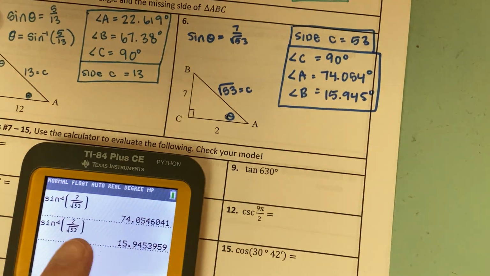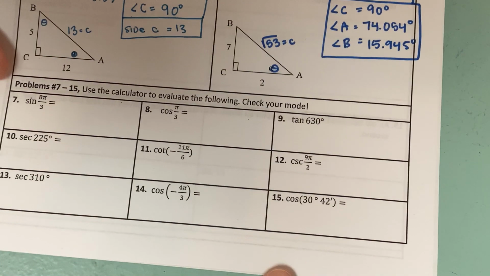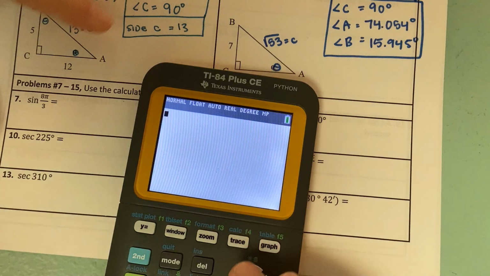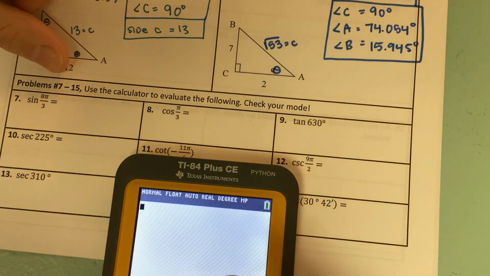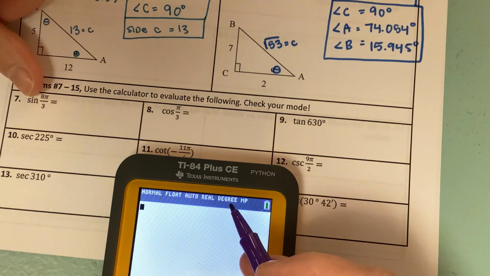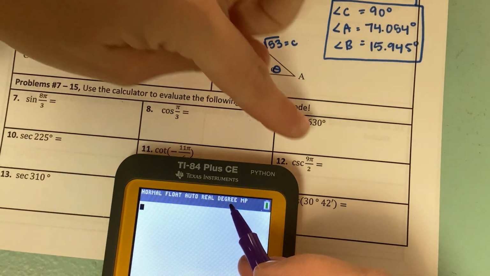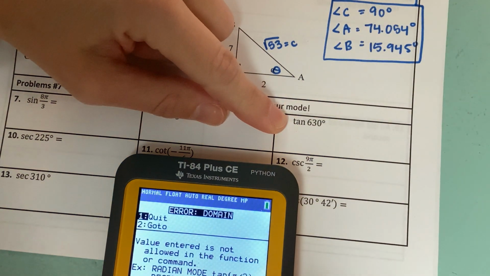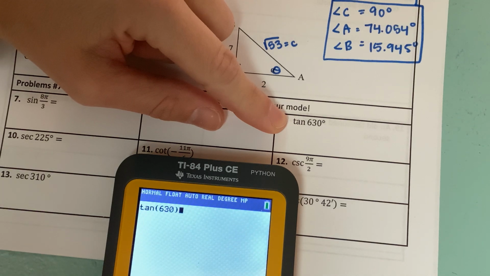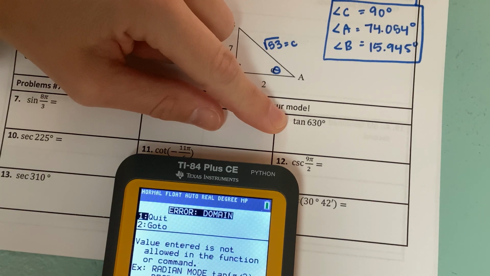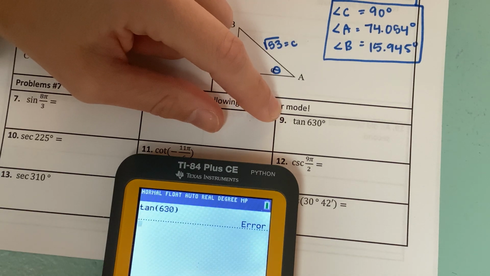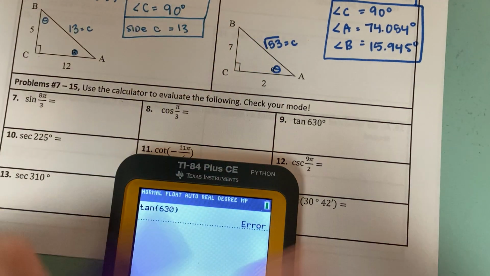All right. Use the calculator to evaluate the following. Make sure you check your mode. So this is just a bunch of calculator work, but make sure you are in the correct mode. So I'm going to do all the degrees first since I'm in degree mode. So that's radians, that's radians. This is degrees. So tangent 630. Ooh, it didn't like that one. I think I probably made that example up. Okay, let's change that example.